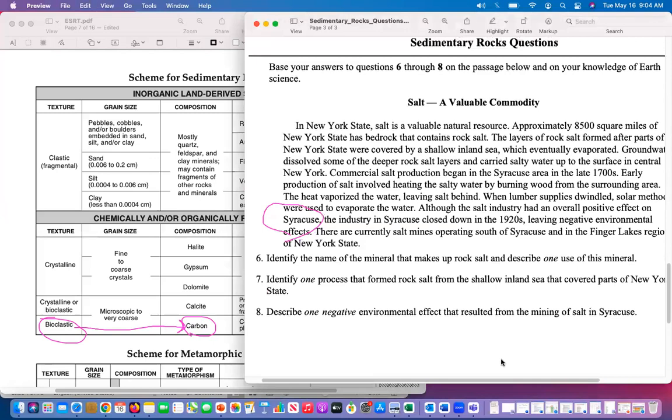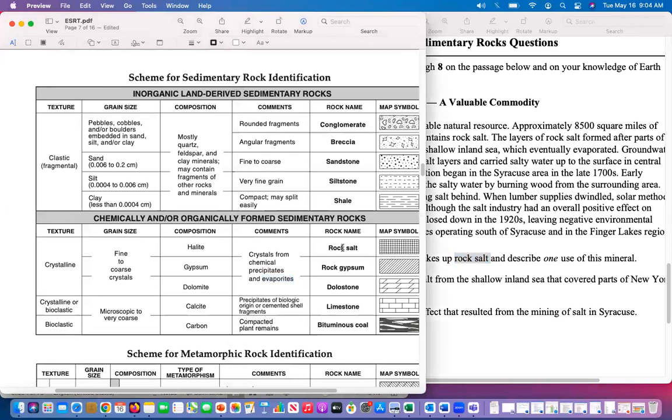And number 6 to 8, all right, it says identify the name of the mineral that makes up rock salt and describe one use of this mineral, all right? So rock salt, this word rock salt is a sedimentary rock. So when I go to my reference tables, I look at rock salt and I look under composition. Composition is going to tell me the mineral that it's made up of. So for number 6, part of my answer is halite. So I know the mineral that makes up rock salt is halite.